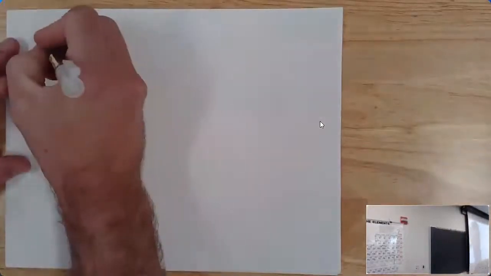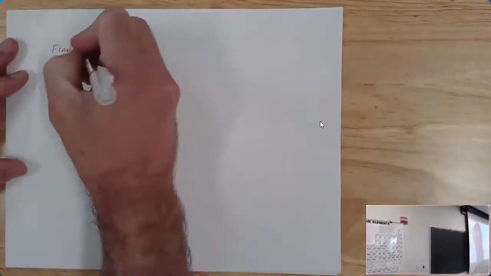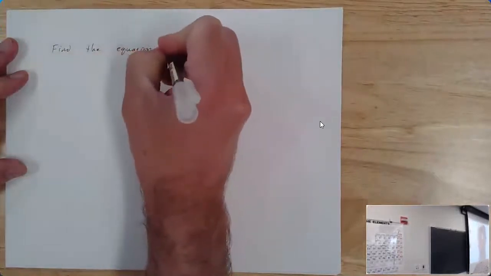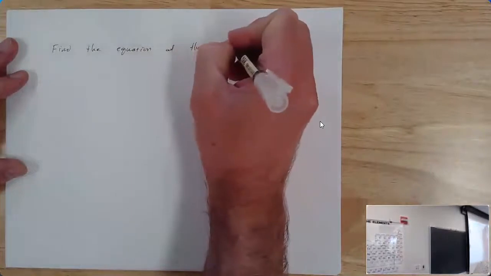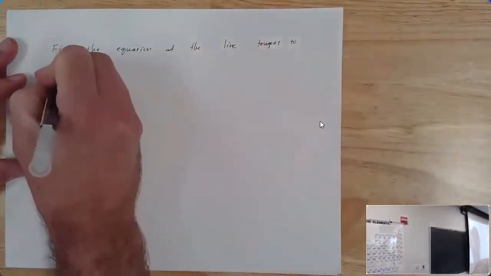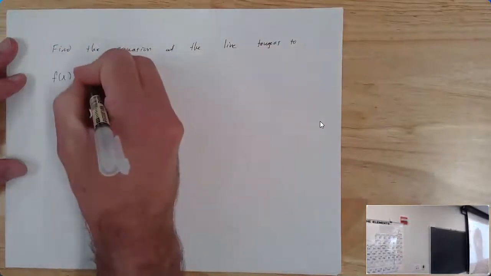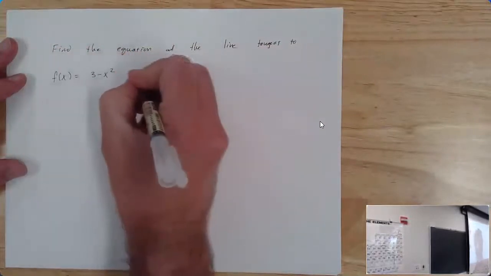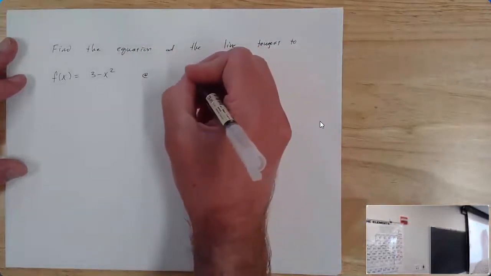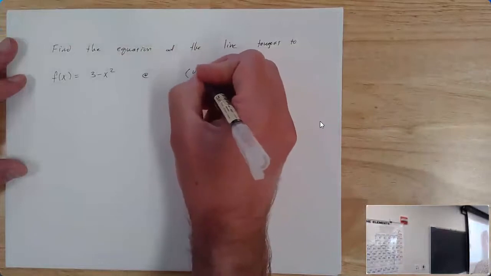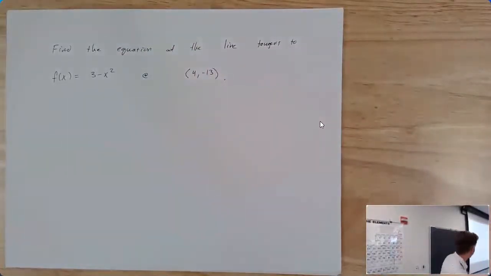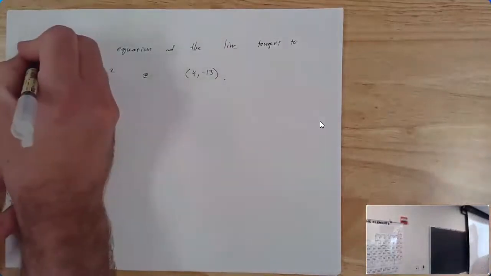Let's find the equation of the line tangent to f of x equal to, let's go that way, 3 minus x squared at the point, let's go 4 comma negative 13. So there's the setup. I'm trying to find the equation of the tangent line.